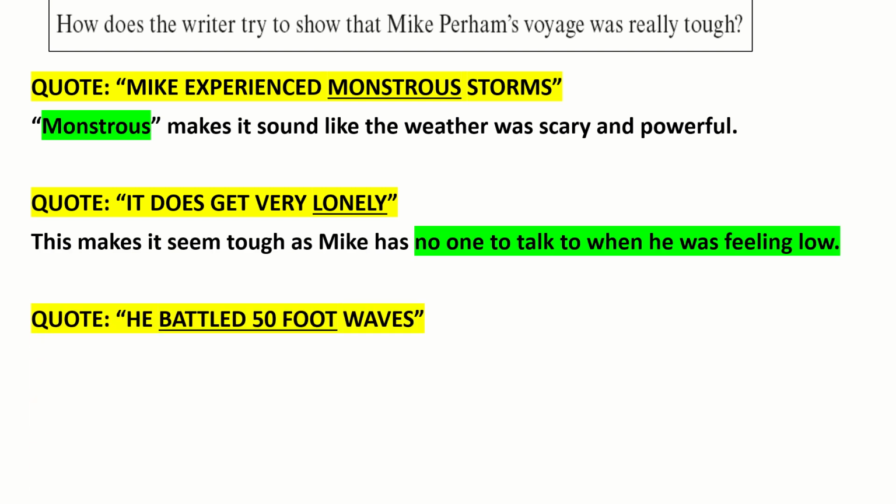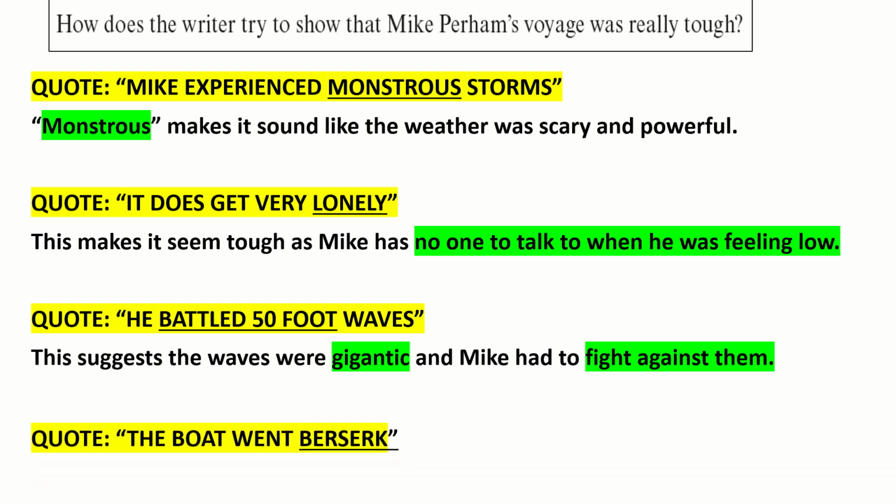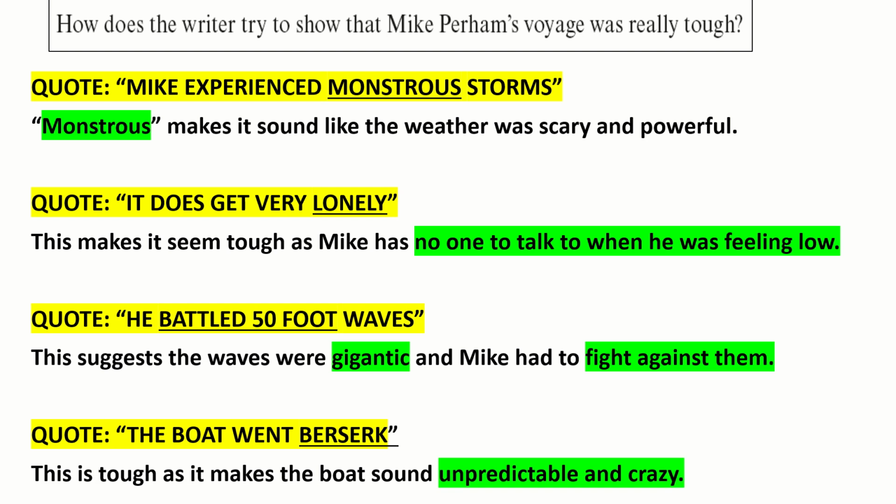He battled 50-foot waves. Again, it could have said he had to deal with 50-foot waves. They put battled for a reason. What do you think of when you think of battle? When you think of war, you think of fight, almost like Mike being a soldier. So I put, this suggests the waves are gigantic, because 50-foot is gigantic. And the battle part, I put, and Mike had to fight against them. The boat went berserk. What does berserk mean? Crazy, erratic, uncontrollable. Why is that tough for Mike on a boat trip on his own? Well, this shows that the boat was unpredictable and crazy for him to control.